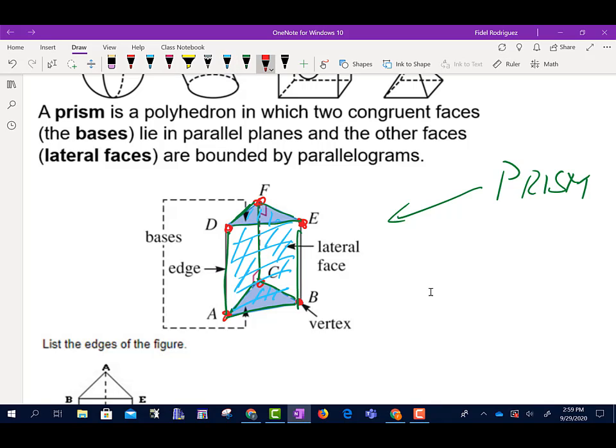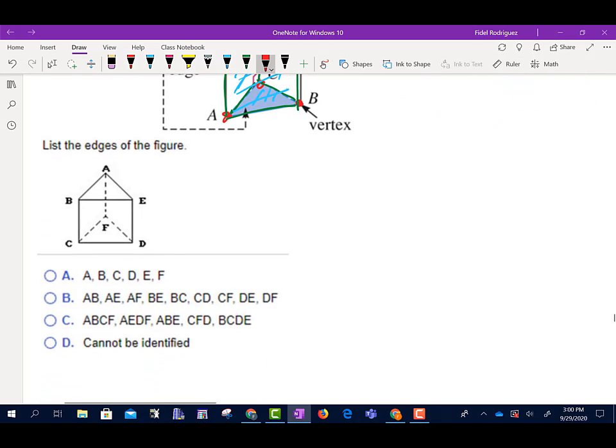Let's take a look at this first problem we have here. So again, vertices are points. Edges are going to be line segments, and faces are going to be planes.